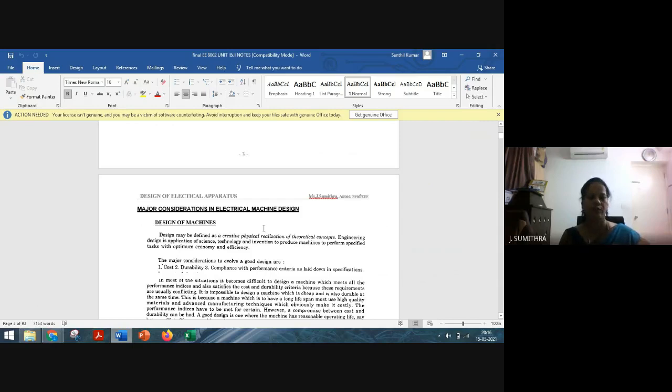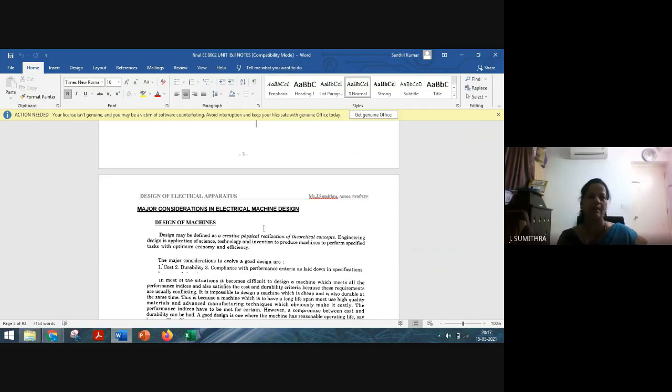Before going for a machine design, we need to know what design actually is. Design is nothing but a creative and physical realization of theoretical concepts. This is a general design. But if you are talking about engineering design, then apart from that, it should include some other concepts like application of science, technology, and inventions. So we can define engineering design as an application of science, technology, and invention to produce a machine which has to perform a specific task.